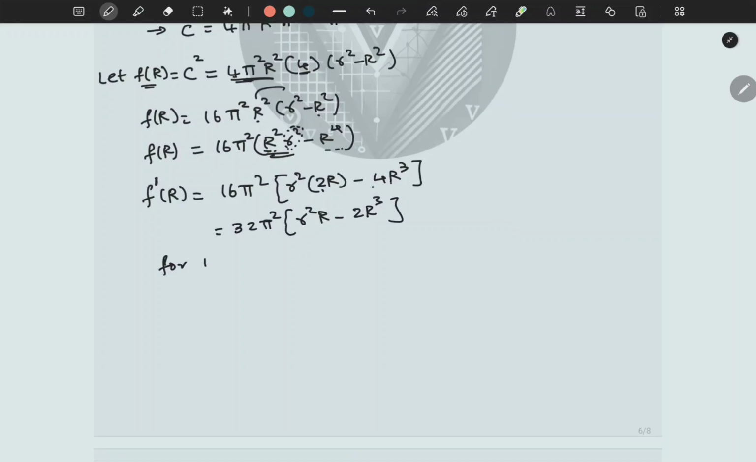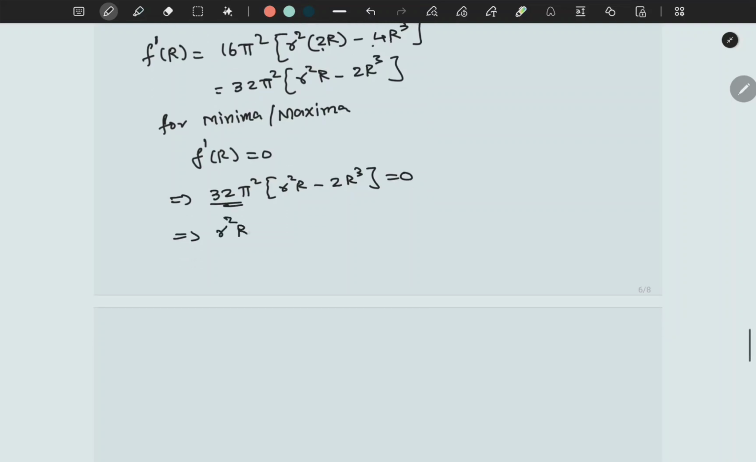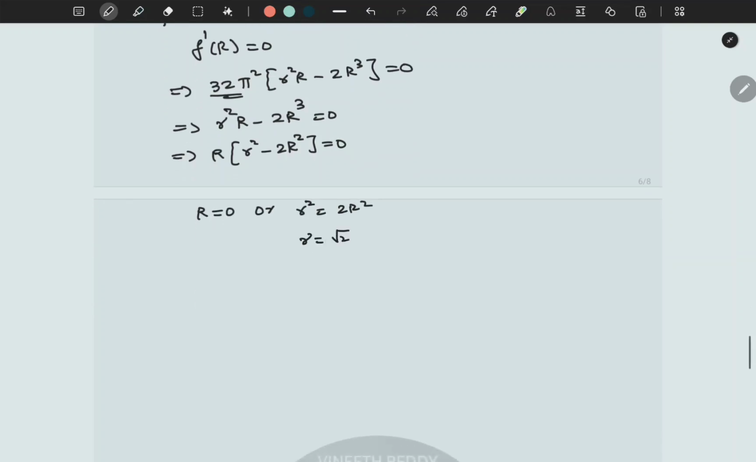Now for minima or maxima, f dash of R should be equal to 0. That means 32 pi square into this should be equal to 0. That means 32 pi square, if I divide with it, we get 0. So we get r square R minus 2R cube equals 0. We can take R common here. We get r square minus 2R square. So either R is 0 or r square is 2R square. That means R is equal to r by root 2.